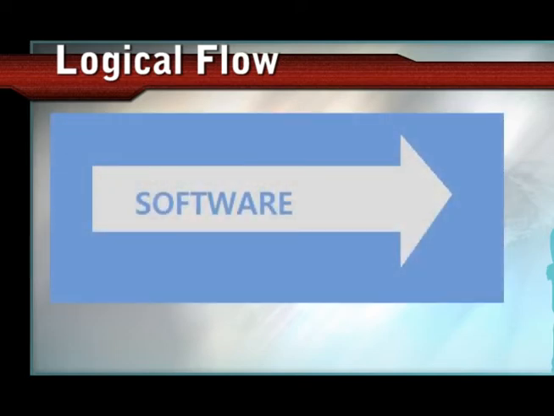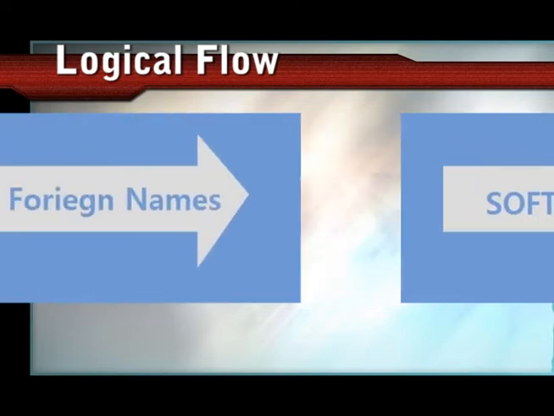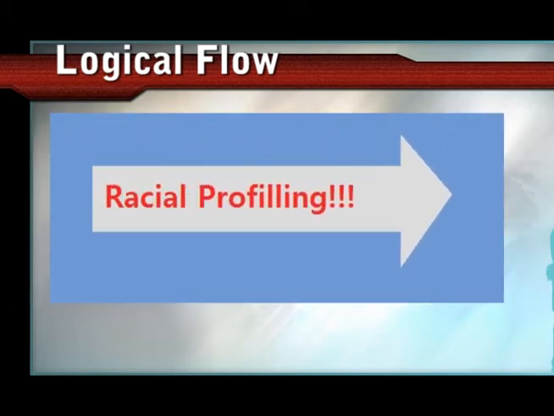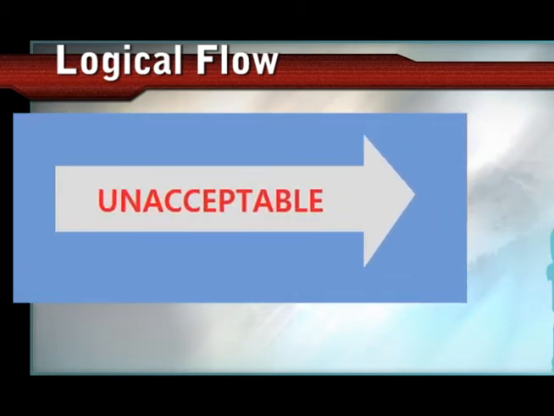So after watching Colin Powell's video, let's go through the logical flow of ideas one more time. First, we have the software that is used to initially place names on the terror watch list. This software mainly targets those of Middle Eastern and South Asian names. This, in turn, causes way too many false positives, or in other words, too many innocent people are labeled as terrorists on the terror watch list. This is a blatant form of racial profiling that is unacceptable in today's world.